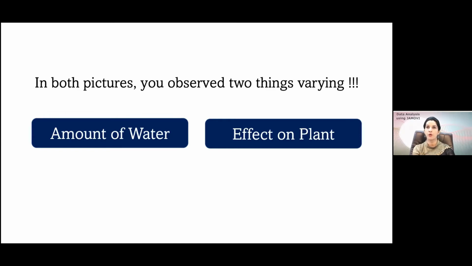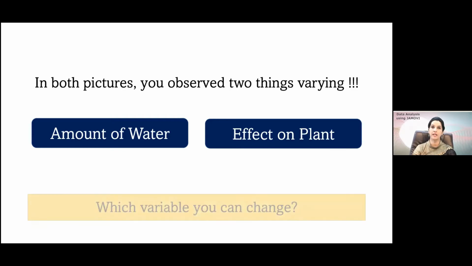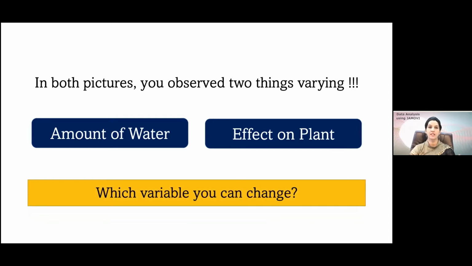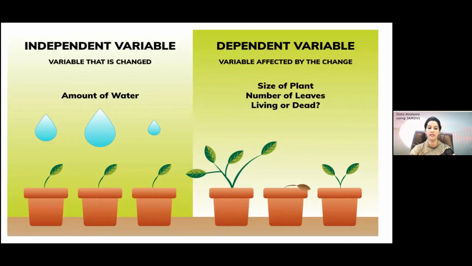Okay, that's okay. So amount of water is independent, and plant is dependent. Yes, you are right that in this case you can change the amount of water. Whatever you can change, that is the independent variable, and its effect on something, that is the dependent variable. So in this case, the independent variable will be the amount of water, and the dependent variable, which is affected by this change, can be maybe the size of the plant, or the number of leaves, or whether it is living or dead, how green it is. All those things are dependent variables.